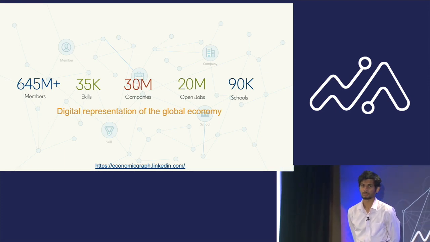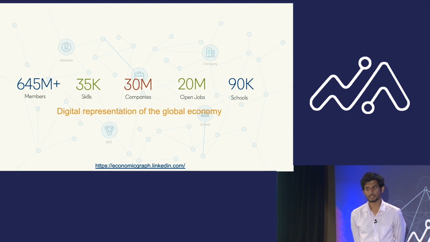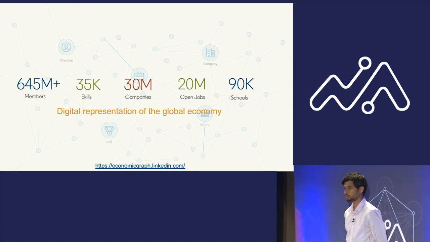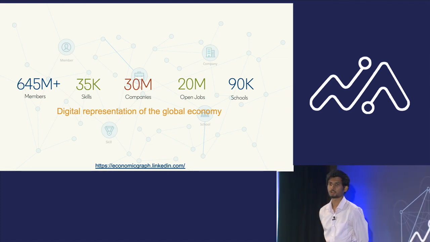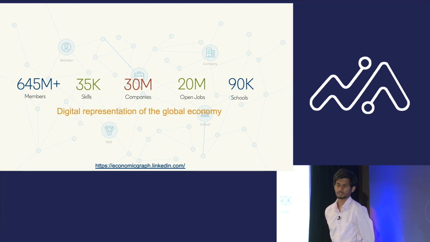And we have some impressive numbers: 645 million members, 35K skills, 30 million companies, 20 million open jobs, and 90K schools. And there's a lot of interconnectedness between these entities. A lot of products use this interconnectedness to deliver some value.